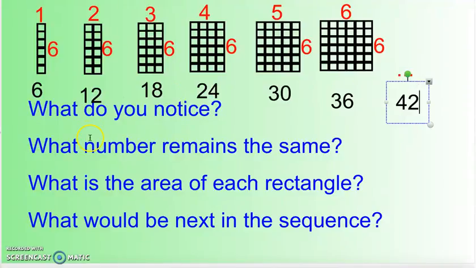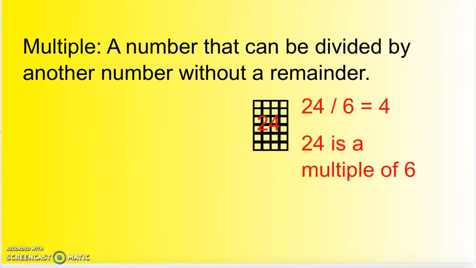Now there's something special about this sequence. This sequence is actually showing me the multiples of 6. Notice 6 is what remained the same. The only thing that I'm changing is what I multiply it by. So 6 times 1, 6 times 2, 6 times 3, etc. So these are all called multiples. Okay, so a multiple is a number that can be divided by another number without a remainder.